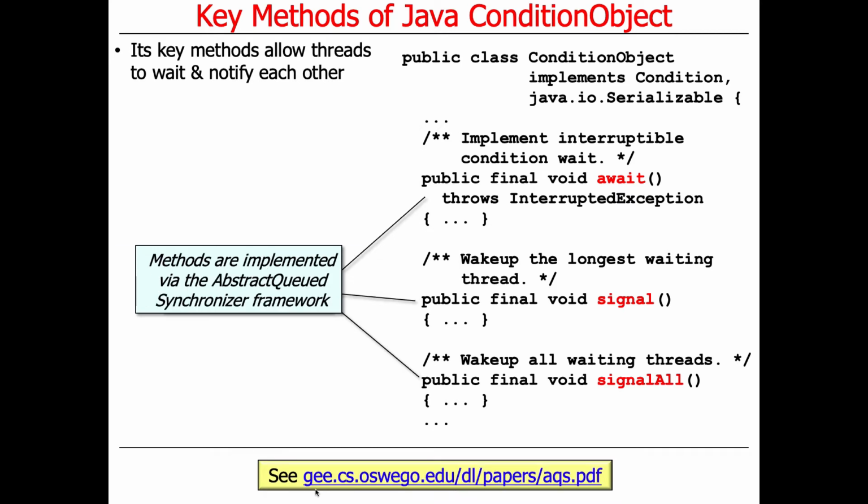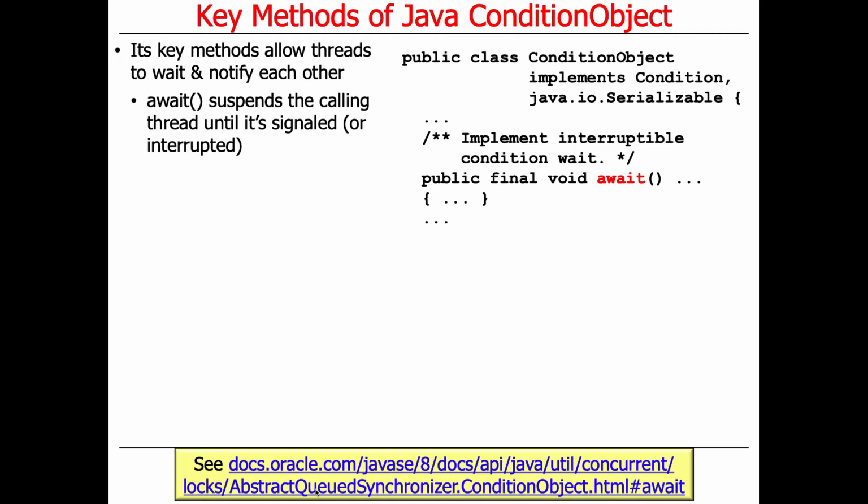Under the hood, these methods are implemented using the abstract queued synchronizer framework. So await basically calls into the queued synchronizer framework to do its thing, and so does SignalAll. And they're very, very powerful, very complicated implementations, which we will not walk through in detail at the moment, but it's cool to look at the source code. So let's talk about these methods.